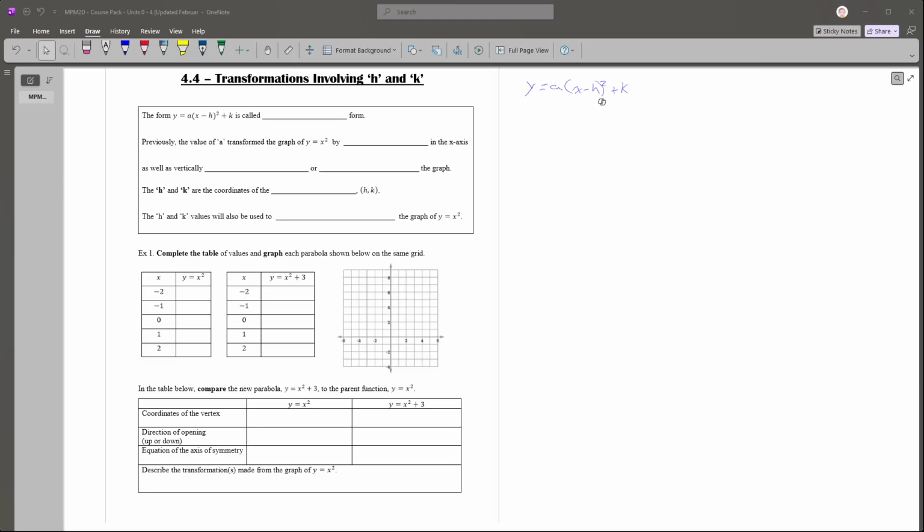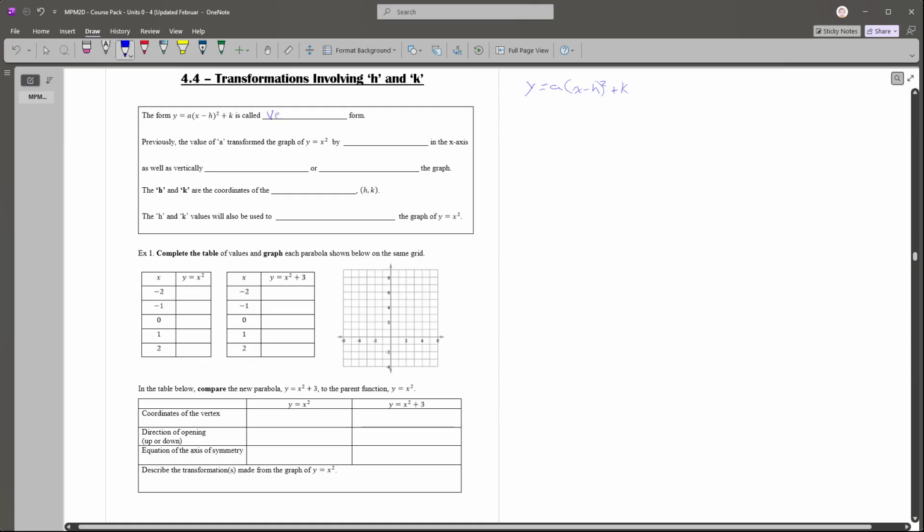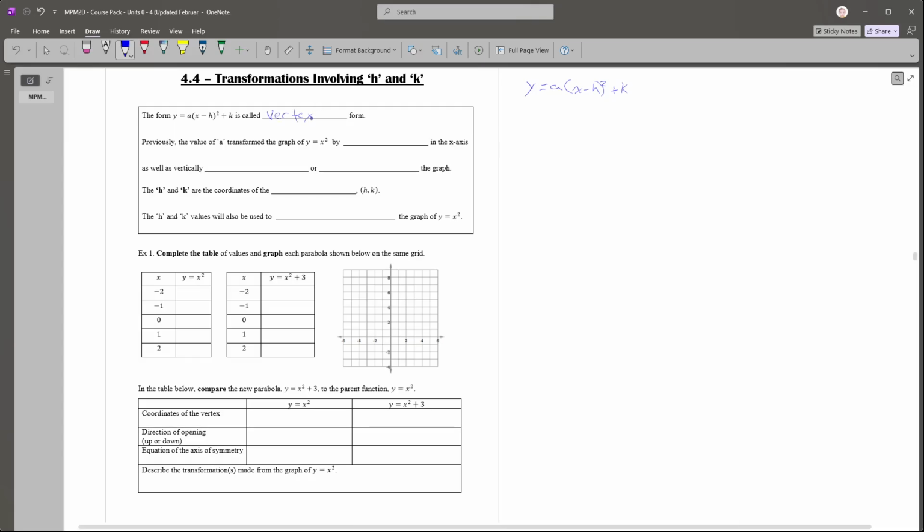Okay, so let's do a quick review. In the last lesson, we introduced the idea of our quadratic relation in vertex form, which is what we see here. Y is equal to a times x minus h squared plus k. So this is what we called vertex form. And the reason why we called it vertex form is that eventually we're going to learn, as in today, that we'll be able to pull out the vertex of our quadratic relation simply by looking at the equation itself.